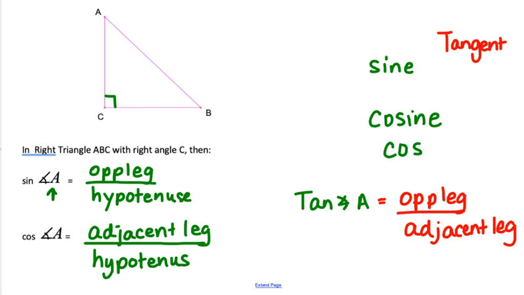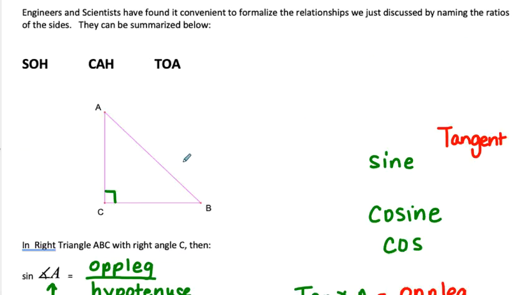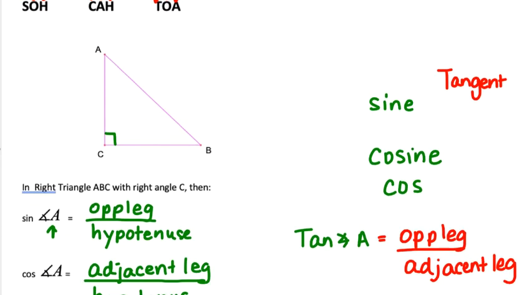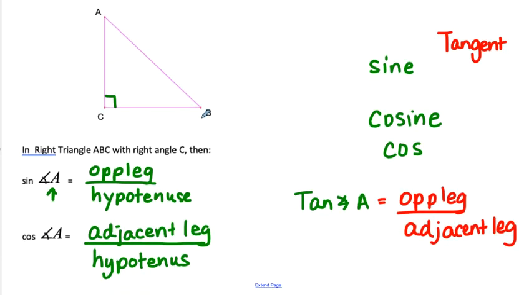And so there's a mnemonic that's been used for years. I even used it in high school to help us, and it's called SOHCAHTOA. So sine of an angle is equal to the opposite leg over the hypotenuse. Cosine of the angle is the adjacent over the hypotenuse, and tangent of the angle is the opposite over the adjacent. SOHCAHTOA. We're going to be using SOHCAHTOA a lot. All right, so let's look at some examples.